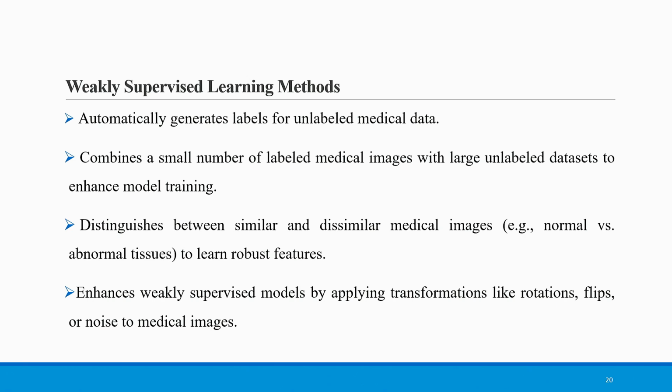Automatically generate labels for unlabeled medical data, combining a small number of labeled medical images with a large unlabeled data set to enhance model training, for example distinguishing between benign and tumor tissues to learn more robust features. Enhance the weakly supervised model by applying transformations like rotations, flips, or noise to medical images.